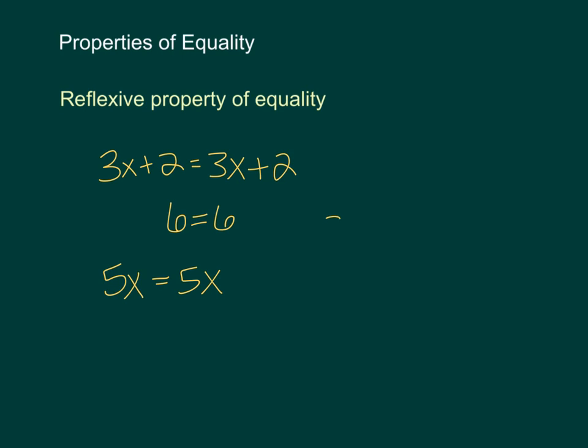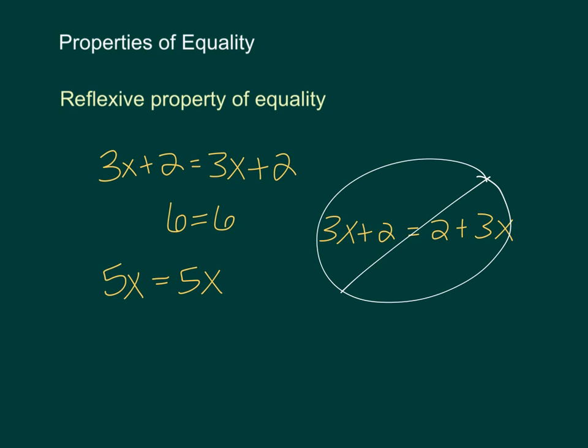So if I did 3x plus 2 equal to 2 plus 3x, that is not an example of the reflexive property. It is not the same thing. It has to be the same exact thing in the same order on both sides. So 3x comes first here, the 2 comes first here. So it's not the same exact thing. This is actually an example of the commutative property of addition. So it has to be exactly the same thing in exactly the same order for it to be reflexive.